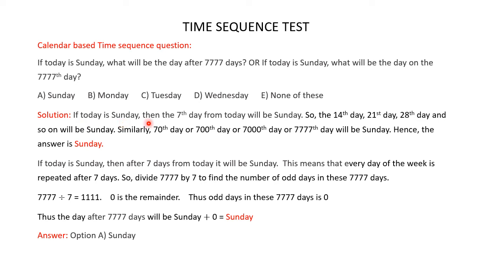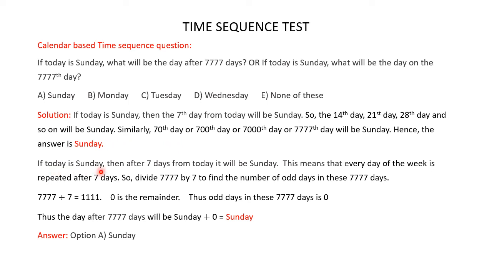Now, if today is Sunday, then the 7th day from today will be Sunday. That is, if today is Sunday, then the first day from today will be Monday. The second day from today will be Tuesday, and so on. So, the 7th day from today will be Sunday. So 14th day, 21st day, 28th day, and so on will be Sundays. Similarly, 70th day or 700th day or 7,000th day or 7,777th day will be Sunday. Hence the answer is Sunday.